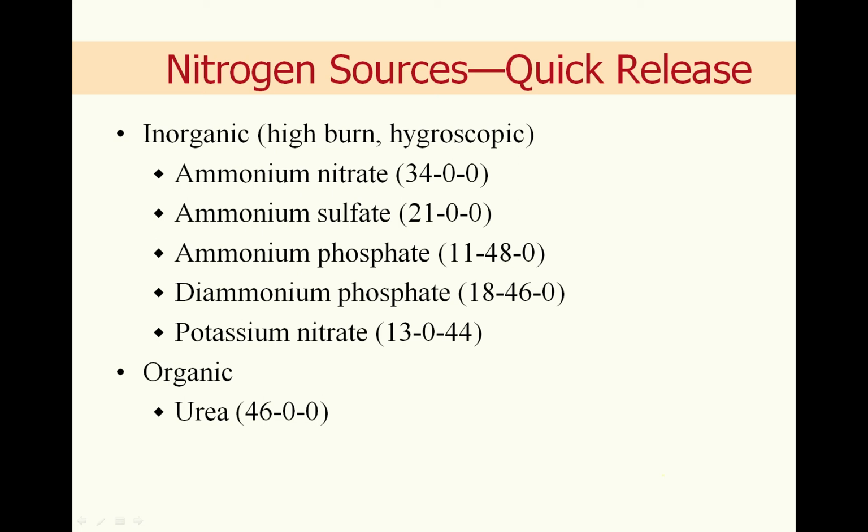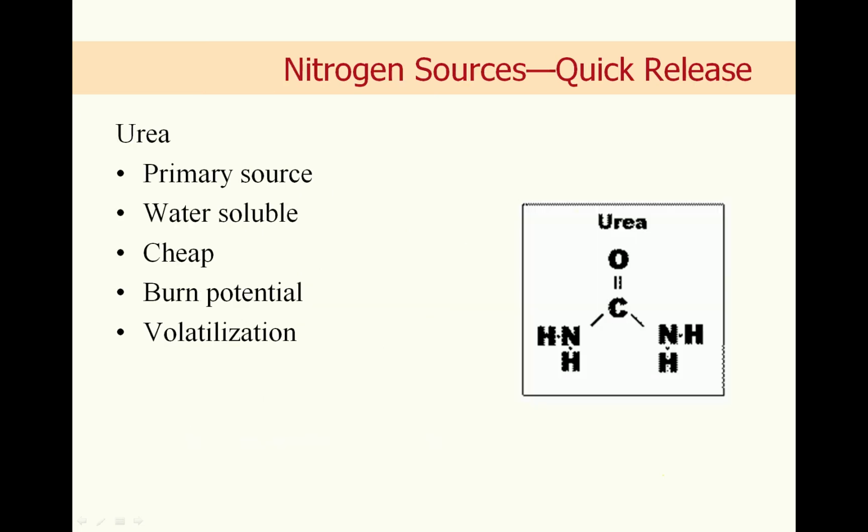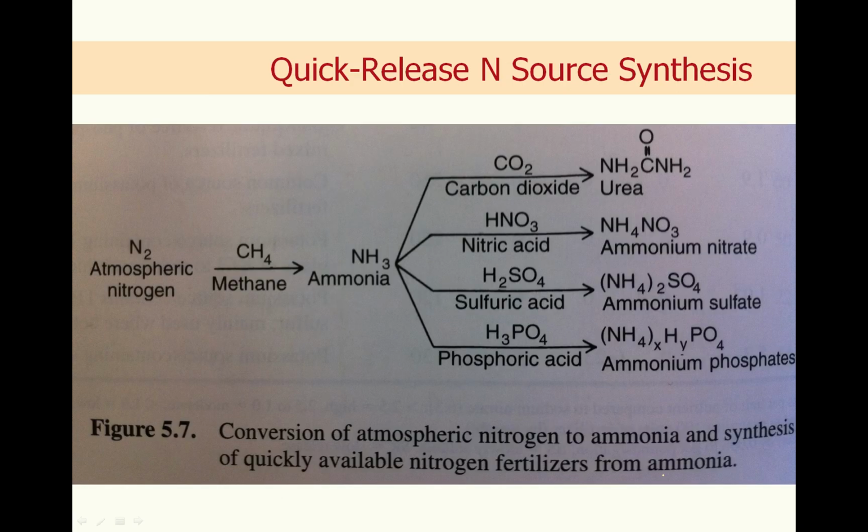And these are all quick release materials. The inorganic materials have high burn potential. They're hygroscopic, so they draw in a lot of moisture. The organic material listed there is urea, a very popular source of nitrogen because it's cheap and effective. This is really the primary source in turf. It's got some burn potential. It can volatilize. There you can see the urea molecule in the box.